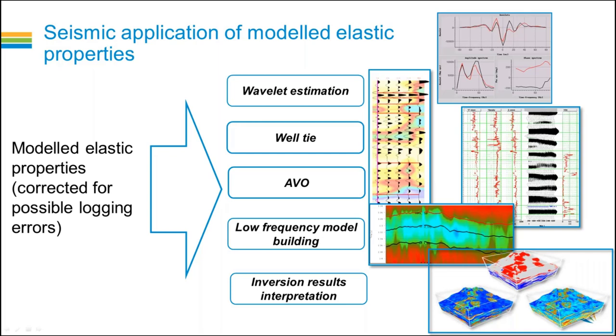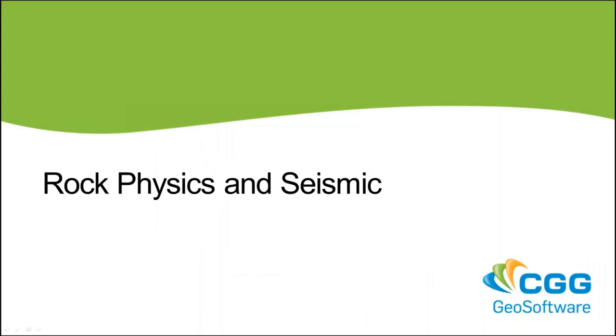And in the end, I can use these logs for a better interpretation of inversion results, because you have the inversion results as acoustic impedance or as other elastic properties, but you need to link them to the reservoir properties. And what can do that for you is a rock physics model. In the next few slides, I will show some examples of the application of the corrected petrophysics logs in seismic inversion and characterization. So let me go to the next topic, which is rock physics and seismic, and we'll cover all of those disciplines that I showed you earlier.